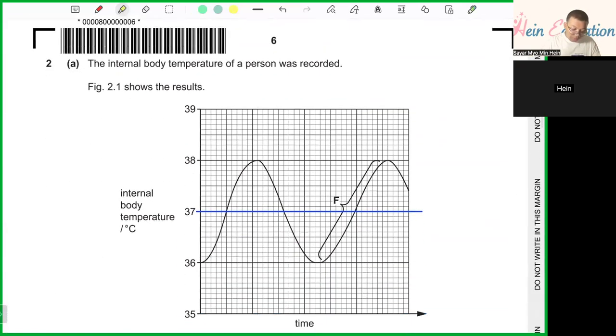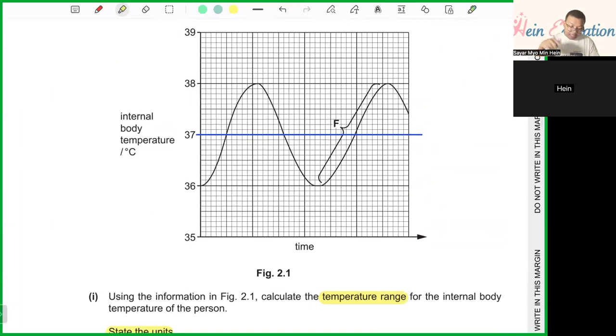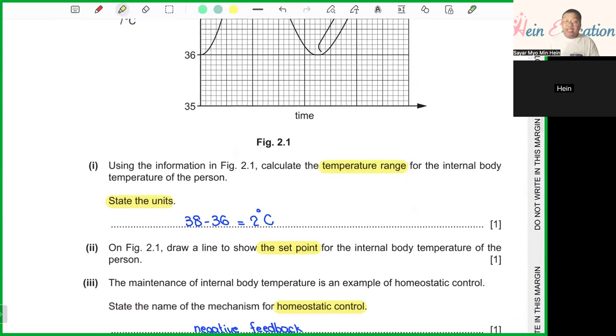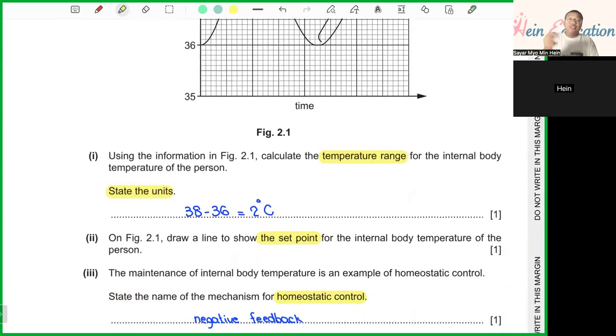And question number two is that the internal body temperature of a person was recorded, and figure 1.2 showed the result. As we can see, the graph is from 36 to 38 for temperature, and then we can see the time. Number one asks to calculate the temperature range. So it is asking for the temperature range of the internal body temperature, and you have to state the unit. The highest point is 38 and the lowest is 36, so I subtracted those. 38 subtract 36 gives 2, and the unit is 2 degrees Celsius.